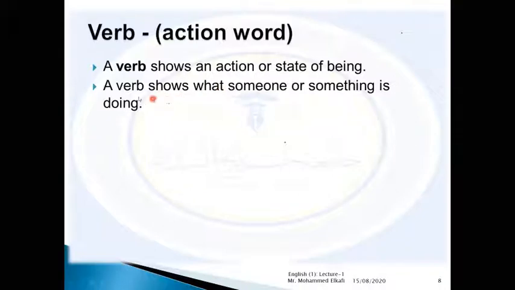A verb shows what someone or something is doing. So this is its what? Function. It shows what someone or something is doing. So the doing of a thing is connected with what? Verb. So a verb can show action or state of being. And also the verb shows what someone or something is doing. Someone for humans and something for things or animals.